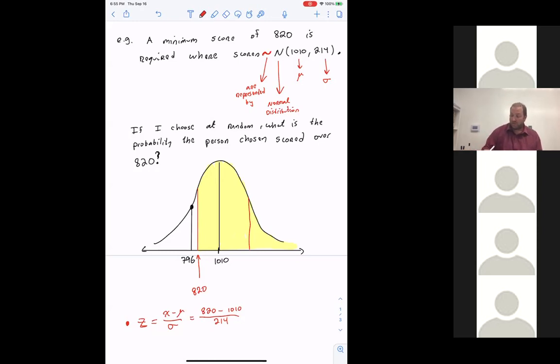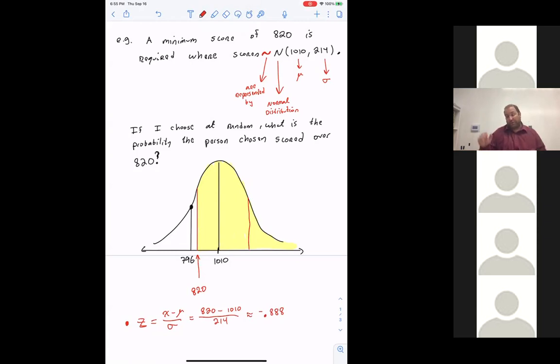Negative 0.8878. So I'm going to write that approximately negative 0.888. Okay, do we agree with that? Yes. Okay.